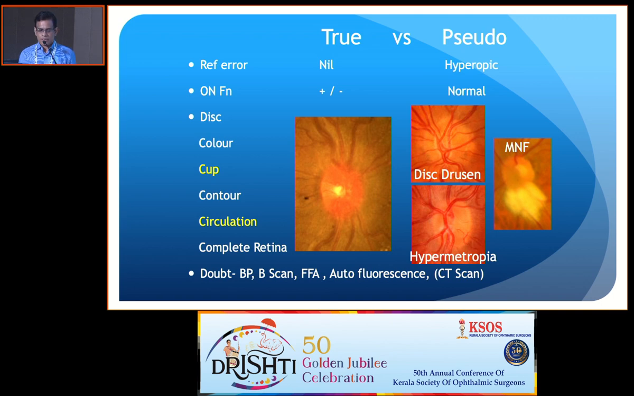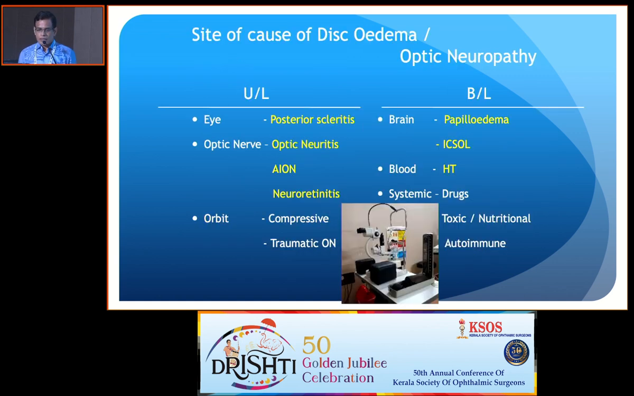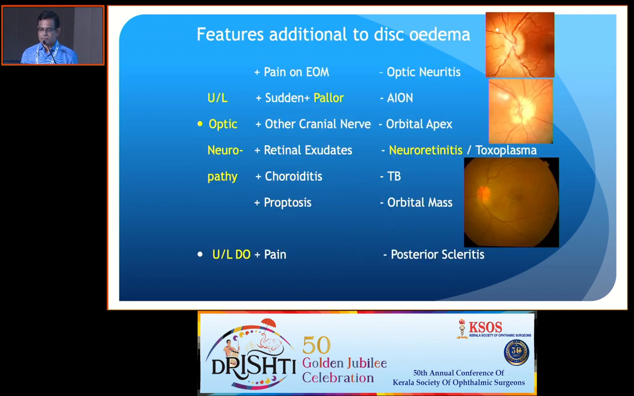And the second important C is circulation. Again, in pseudoedema, you can see all the blood vessels, the circulation very nicely over the disc, unlike in true edema where the blood vessels over the disc are blurred. Coming to the site of disc edema and the cause. If it is unilateral, you're thinking a unilateral cause like a posterior scleritis, optic neuritis, AION, neuroretinitis. While if it is bilateral, you're thinking papilledema, ICSOL, hypertension, and a systemic cause.